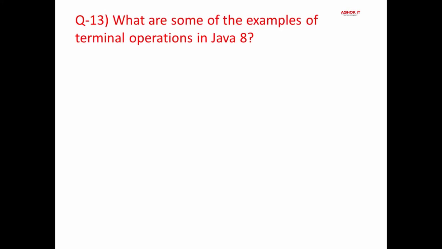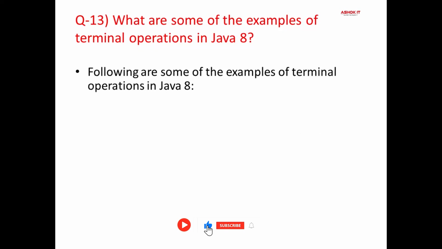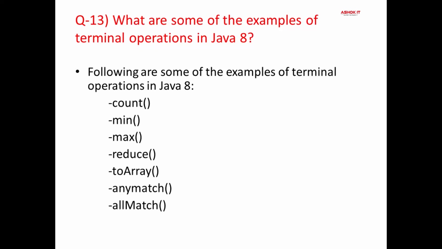Question number 13. What are some examples of terminal operations in Java 8? What is a terminal operation? A terminal operation starts the stream and returns a result that depends on the stream pipeline and content. So these are some methods: count, min, max, reduce, toArray, anyMatch, allMatch. These are some examples of terminal operation methods in Java 8.